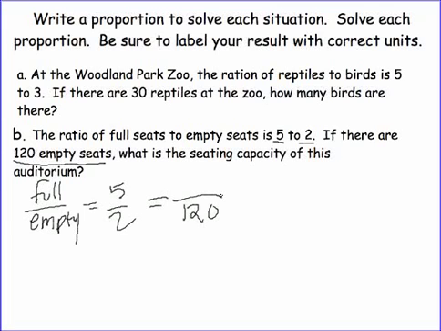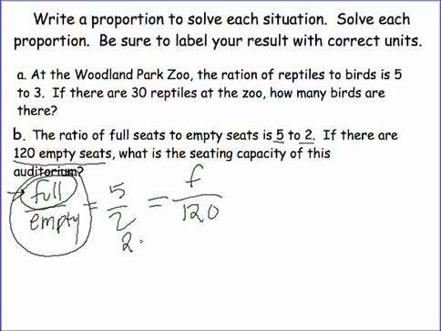Oh, well, that means I'm not just looking for the full number of seats, I'm looking for the whole number, the full and empty seats in the auditorium. But before I can do that, I need to find the full seats so that I can add it to the empty to get all of them. Now, let's start with finding the number of full seats. So I'm going to call that f, and we can solve for f by using the cross product property, just like we did last time.